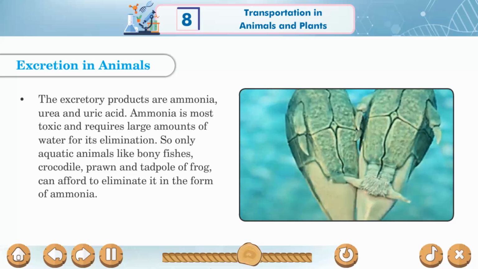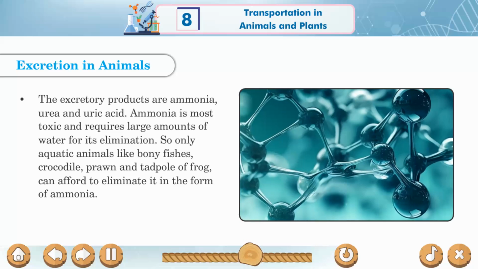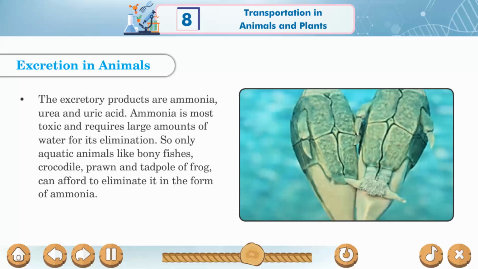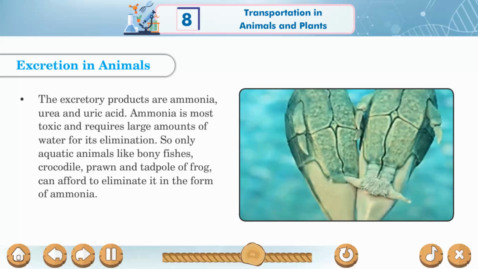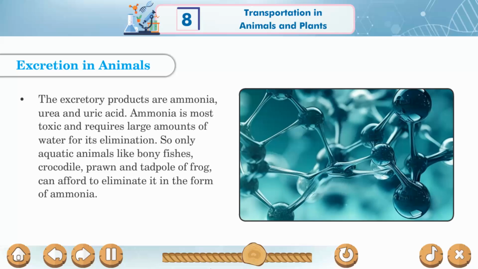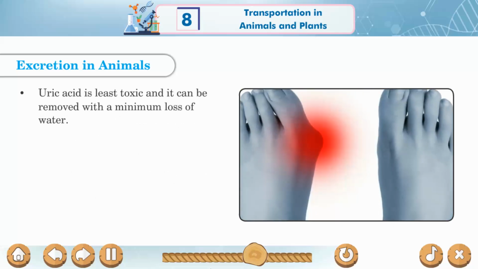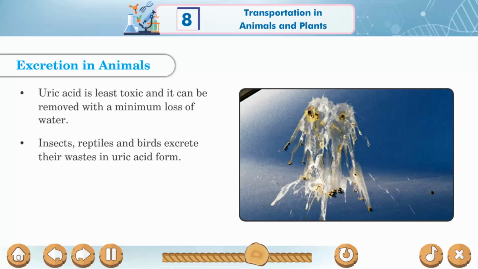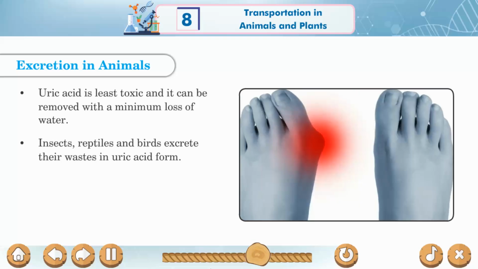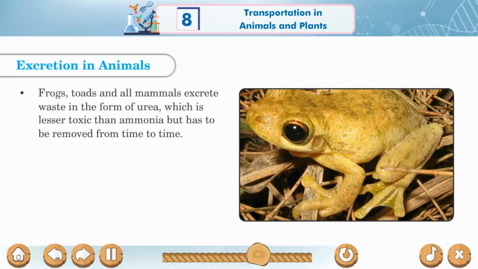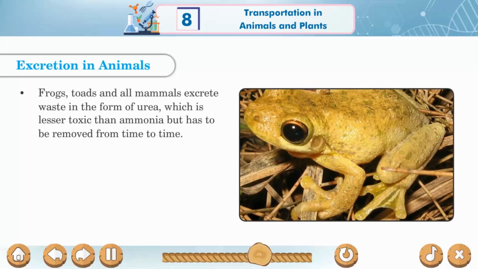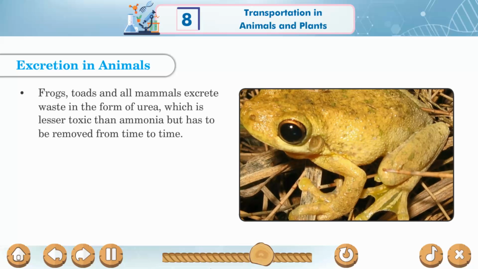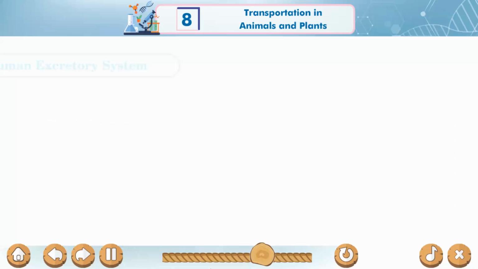Ammonia is most toxic and requires large amounts of water for its elimination. So only aquatic animals like bony fishes, crocodile, prawn, and tadpole of frog can afford to eliminate it in the form of ammonia. Uric acid is least toxic and it can be removed with a minimum loss of water. Insects, reptiles, and birds excrete their waste in uric acid form. Frogs, toads, and all mammals excrete waste in the form of urea, which is less toxic than ammonia but has to be removed from time to time.